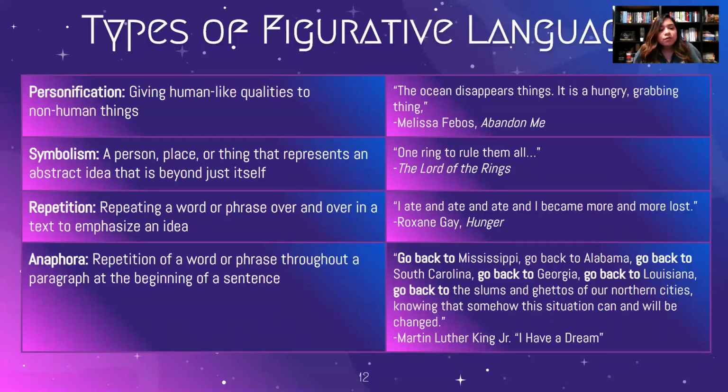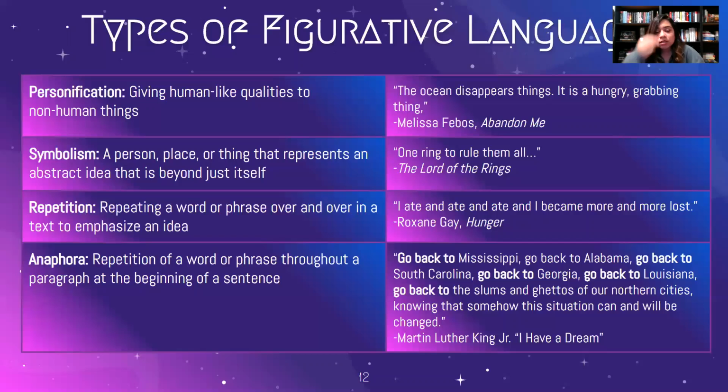The next one, we have repetition. So repetition, you guys already know this, is repeating a word or phrase over and over in a text to emphasize an idea. Now, this is something that I've been telling you since the beginning of the year. Every time you see the word repetition, we're going to say the word emphasize. So the repetition emphasizes something, right? So in our example, it says, I ate and ate and ate, and I became more and more lost. So she's repeating there the word ate.